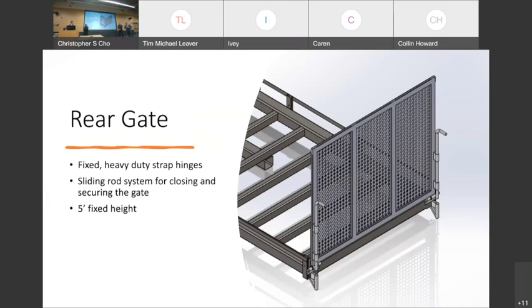So next was the rear gate for the end of the trailer. We added fixed individual strap hinges just to fasten the hinges at the back of the rear end of the trailer, so it's permanently there. Also to allow people to go up the ramp without any issues. We also had a sliding system for closing just in case anything tips off the end of the trailer. We also had a 5 foot fixed height to act as a ramp for our HEV to move up onto the road trailer.